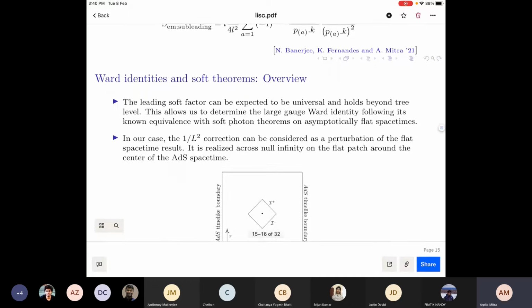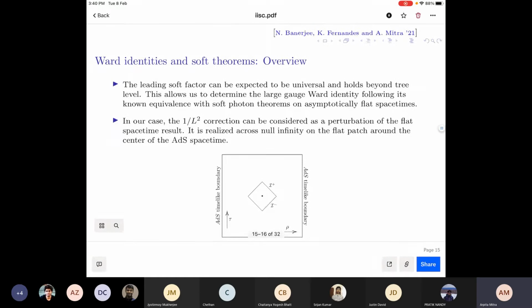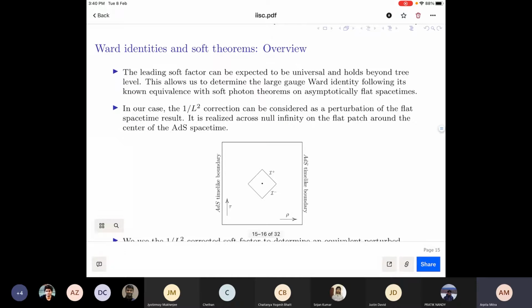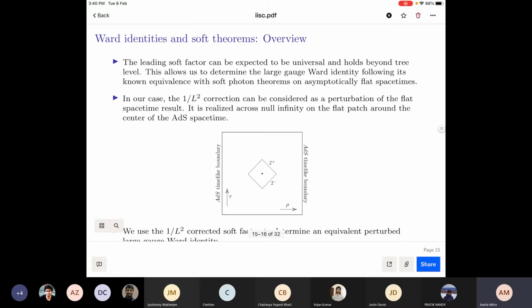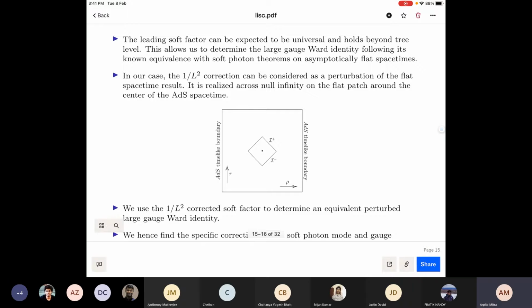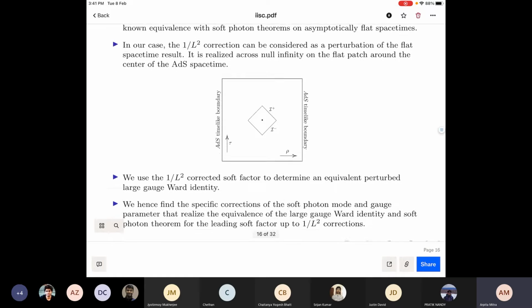So now I will proceed to the second part of the talk. Till this point, everything was classical calculation. Now the leading soft factor can be expected to be universal, and it holds beyond tree level. So this allows us to determine the large gauge Ward identity following its known equivalence with soft photon theorems in asymptotically flat spacetime. In our case, this 1 by L square correction can be considered as a perturbation of the flat spacetime result. It is realized across null infinity on the flat patch around the center of the ADS spacetime.